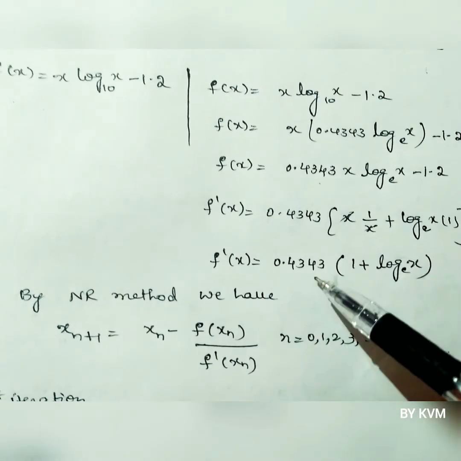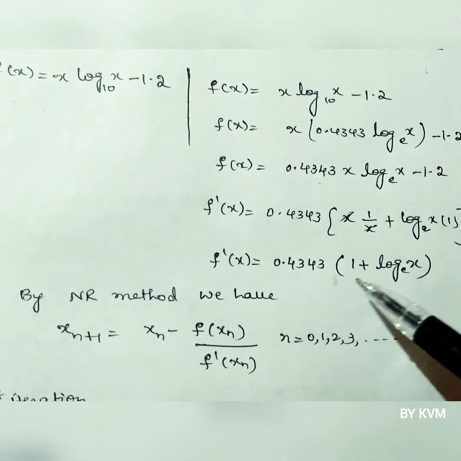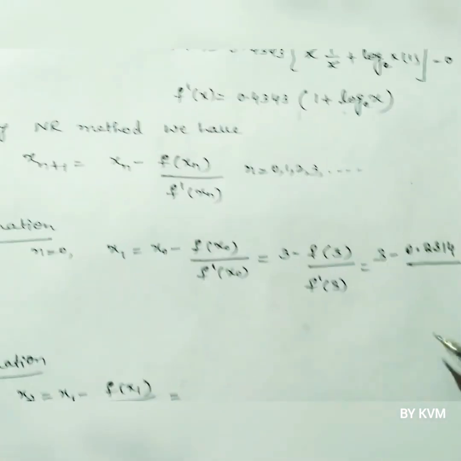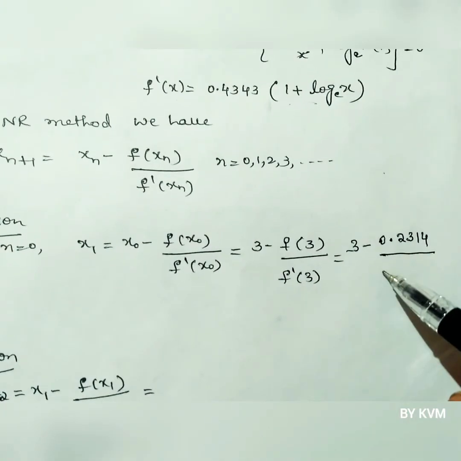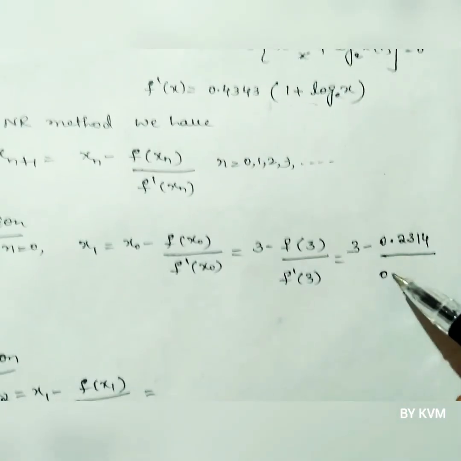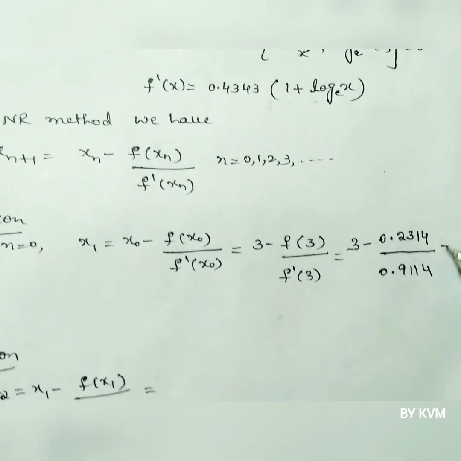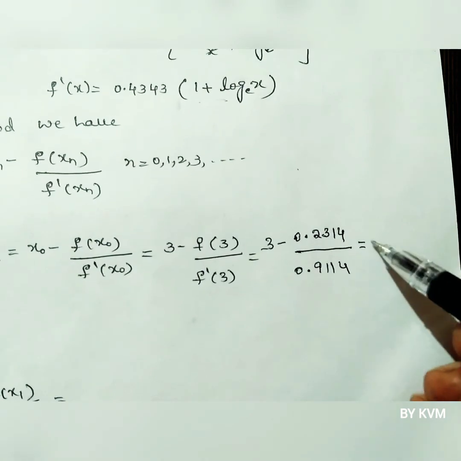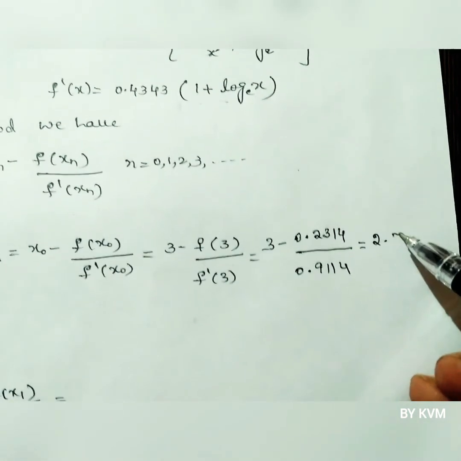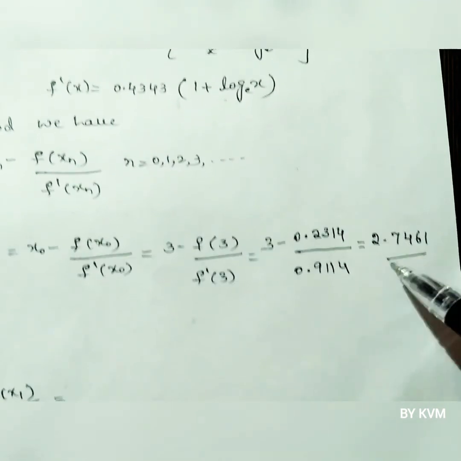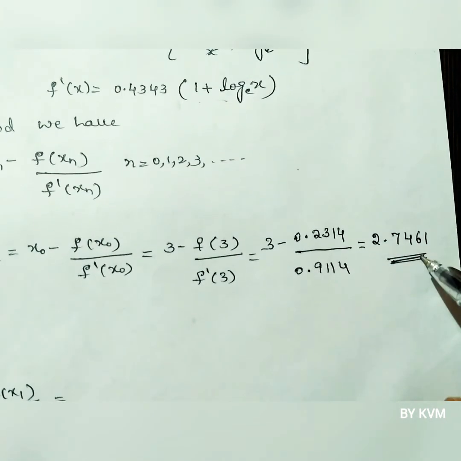F dash of x is 0.4343 into 1 plus log x to the base e. So f dash of 3 is 0.9114. By using the calculation we get 2.7461. So this is the value of the root in the first iteration. Now we have to improve the accuracy of the root.